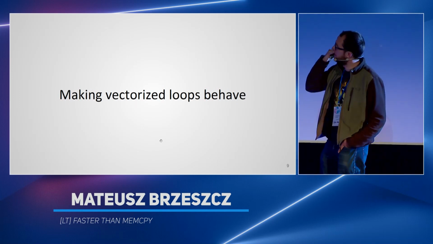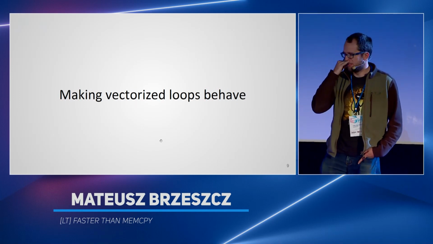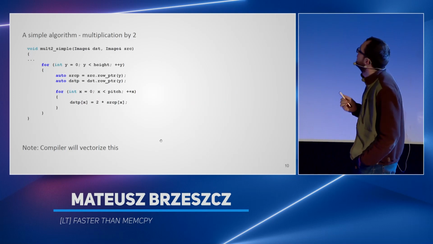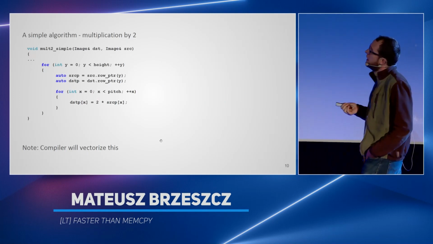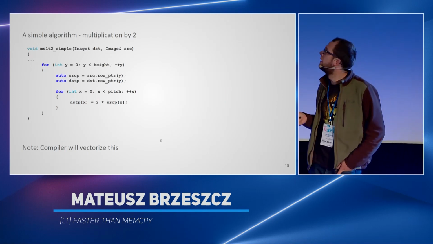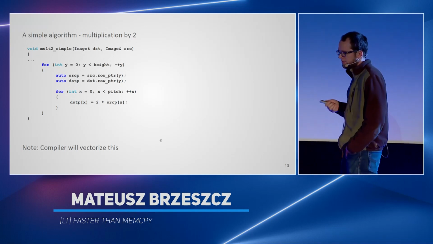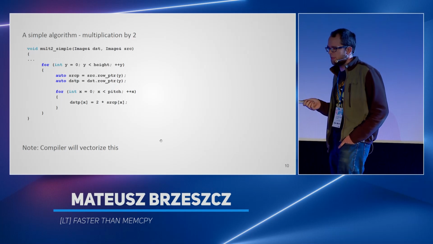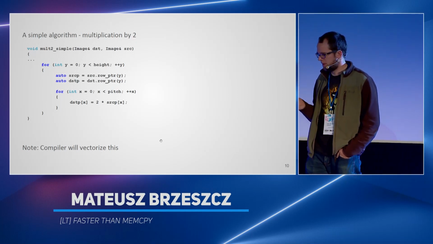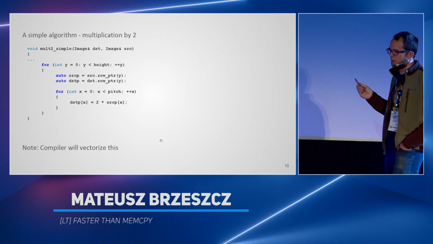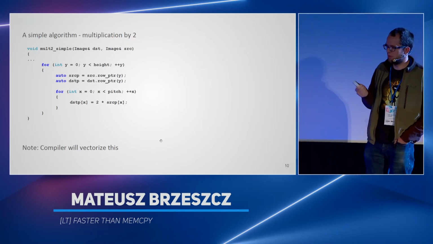Okay, the next case, vectorization. It's a funny one. Let's have another thing. We have an algorithm that processes images. So we go row by row, and then we process a row. We multiply every byte on the input by 2.